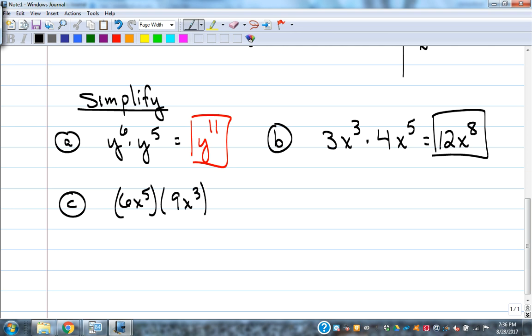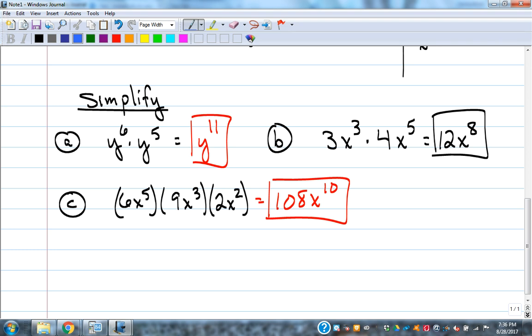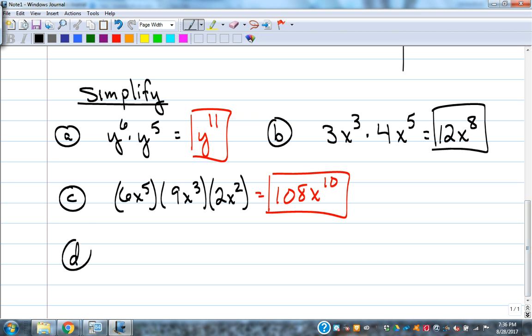Sometimes they'll throw 3 or 4 of them together here. Maybe it's something like 6x to the 5th, 9x to the 3rd times 2x squared. Well, what's the coefficient going to be? The number in front. 6 times 9 is 54 times 2, 108. So we got 108 x to the 10. And again, multiplying those numbers, I'm not overly concerned about you being able to do that without a calculator. We're beyond that. At this point, we're trying to make sure we can get some algebra done. Don't let the numbers stop you from doing the algebra.